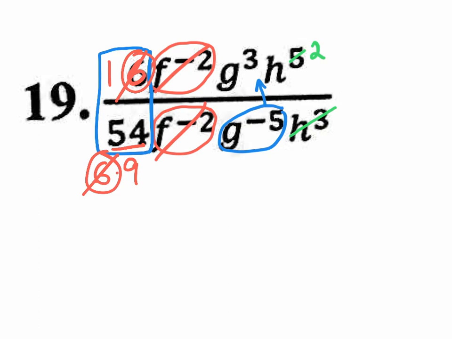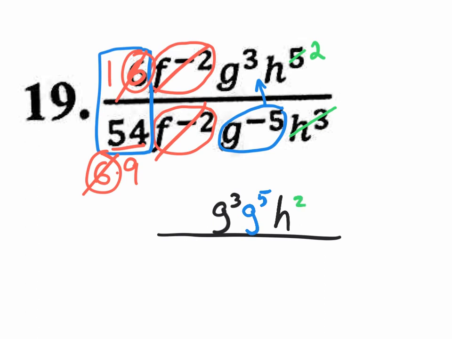Now, since I do have a mess right here, I need to start rewriting things, making it nicer. So let's rewrite our answer. Up on top, I have a 1, which I don't even need to write. I have a g to the third. Let me keep that in black since I didn't move it. It's still there from the original. And the g to the negative 5, I'm moving it up there. It's going to become g to the positive 5. And I still have the h to the second up there. And on the bottom, what do I have left on the bottom? So there's a 9 left over on the bottom.